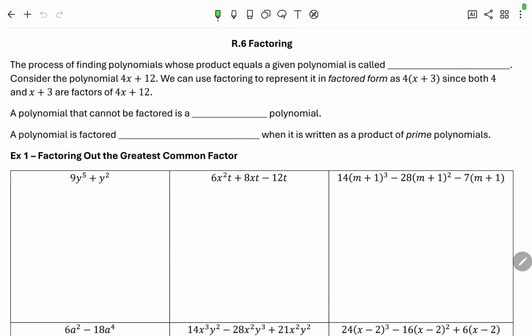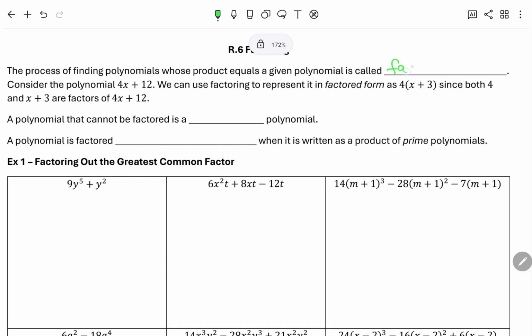Welcome to R6 factoring. The process of finding polynomials whose product equals a given polynomial is called factoring. Consider the polynomial 4x plus 12. We can use factoring to represent it in factored form: 4 times the quantity x plus 3, since both 4 and x plus 3 are factors of 4x plus 12.